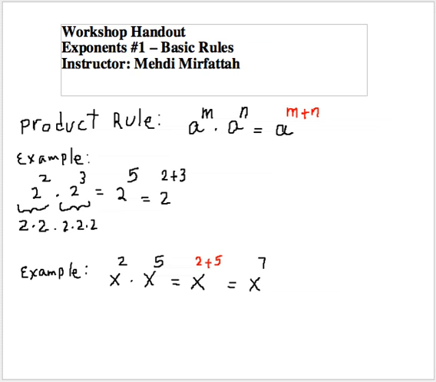2 to the power of 3 consists of 3 2's. And then it looks like we are adding the exponents. We get 5 2's. And we looked at another example, x to the power of 2 times x to the power of 5 is equal to x to the power of 7. Elaine, can you type okay if you're okay with this concept?